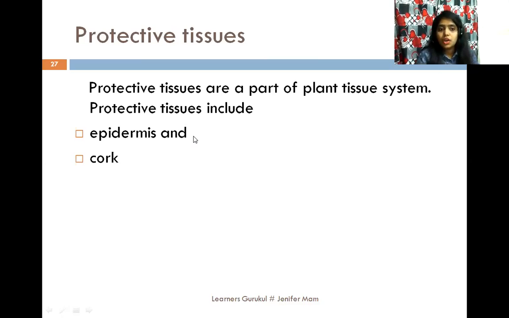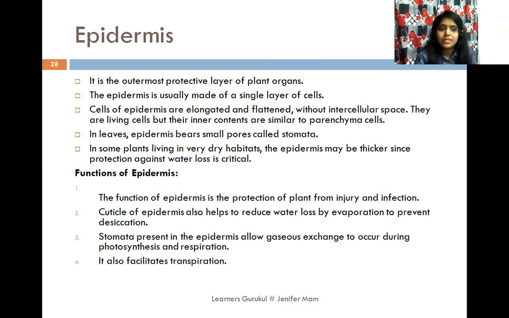Now let's talk about protective tissue. Plants are protected by two tissues. One is epidermis and the other is cork. Now we are going to talk about epidermis.